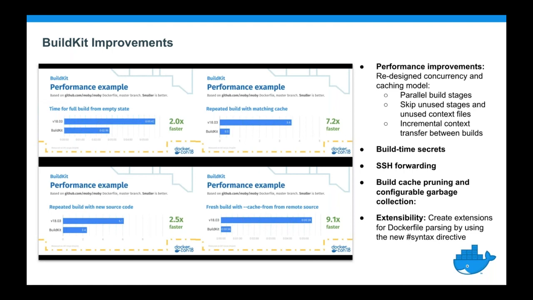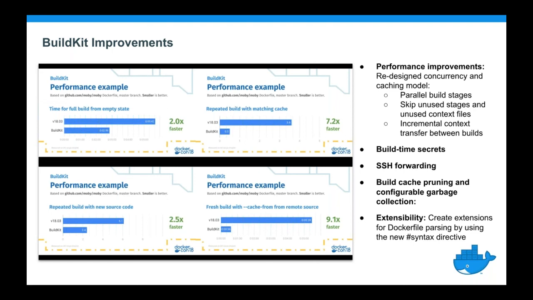These performance improvements come from a new architecture that we built around concurrency and caching. It got more intelligence built into figuring out how to best optimize that build process, including things like parallel builds. These improvements I know are going to greatly improve the overall experience for developers using Docker, especially in the time savings that it will create.